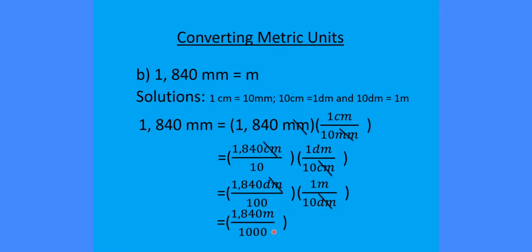Okay guys, once our divisor is a multiple of 10, all we need to do is move the position of our decimal point from the given value going to the left. Since we have 3 zeros, we will move 3 places to the left. 1, 2, 3. Therefore, the answer is 1.84. Then copy the remaining unit, meter. The 0 at the right side of 4 is no longer significant, so we do not include 0 in the final answer.